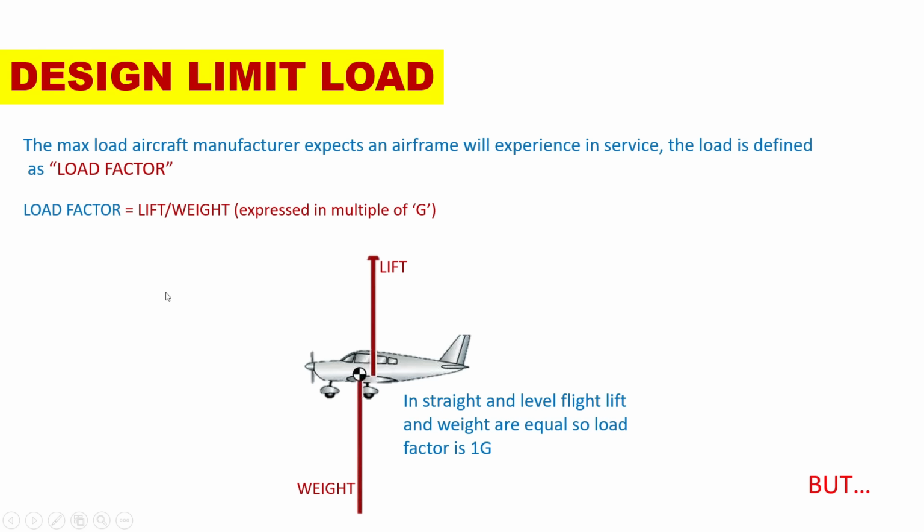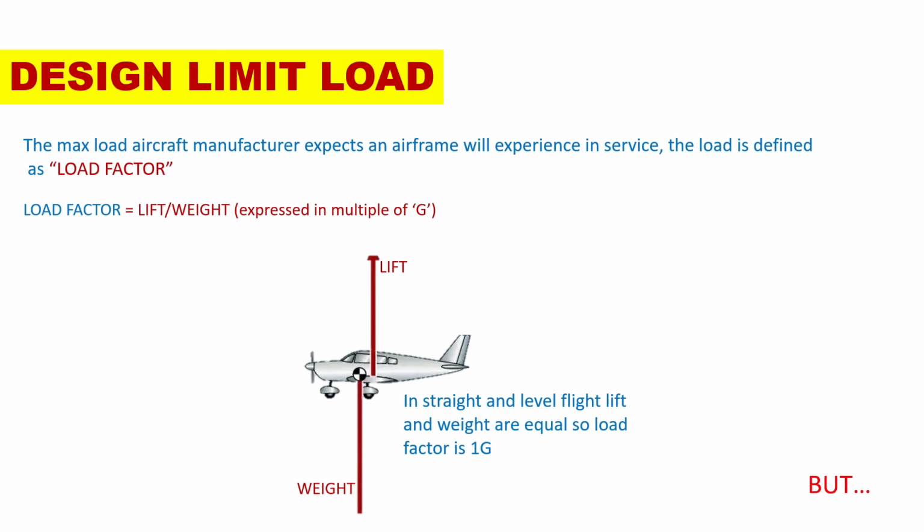So what will be the load factor if I enter a lift of, let's say, 500, divided by weight, which will be the same because lift and weight are the same in straight and level flight? So 500 divided by 500 will give me what? 1, and it is expressed in terms of g. So 1g is what an aircraft will experience in a straight and level flight. If someone asks you what the load factor is in a straight and level flight, just tell them 1g. And how did it come? Lift by weight. Lift is equal to weight, so you get 1, right? Now, this is not always the case.